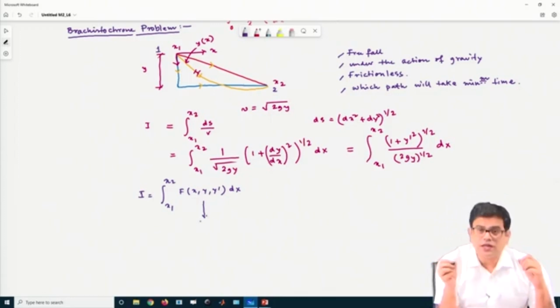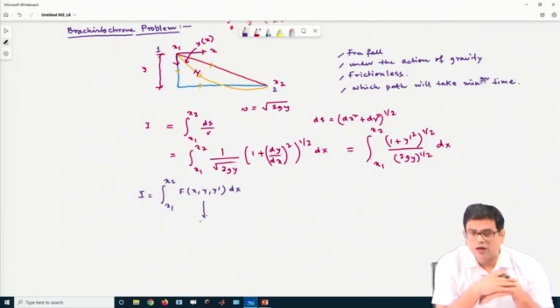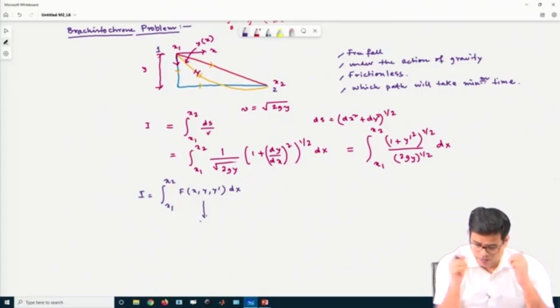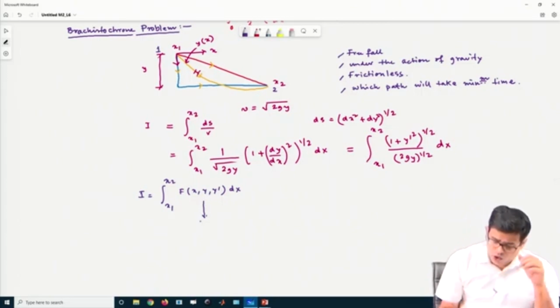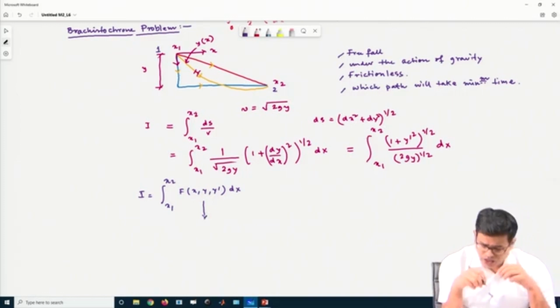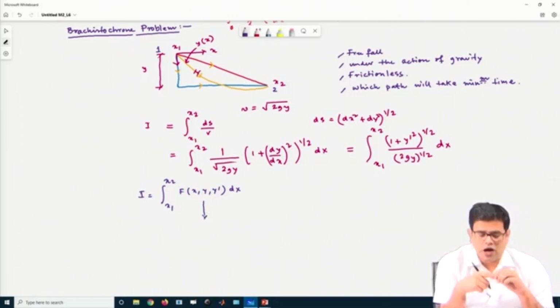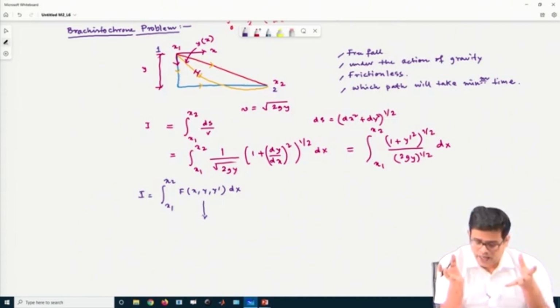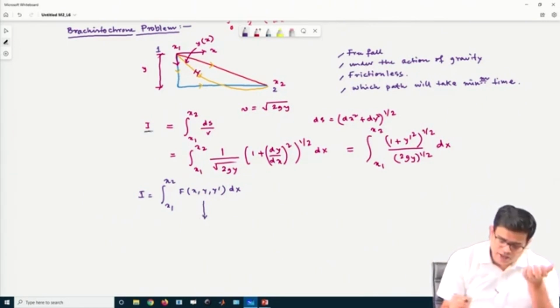Now if you study these functionals in detail, you will see that this type of functional arises in different branches of physics, including mechanics. So how to minimize or extremize this functional is our main goal, because to find the optimal path of this Brachistochrone problem, we have to extremize the functional I to get y.